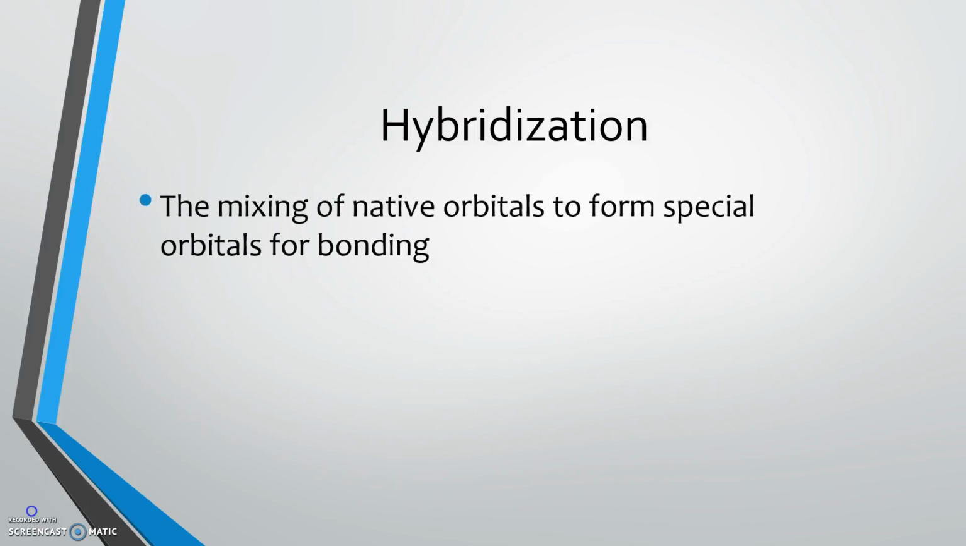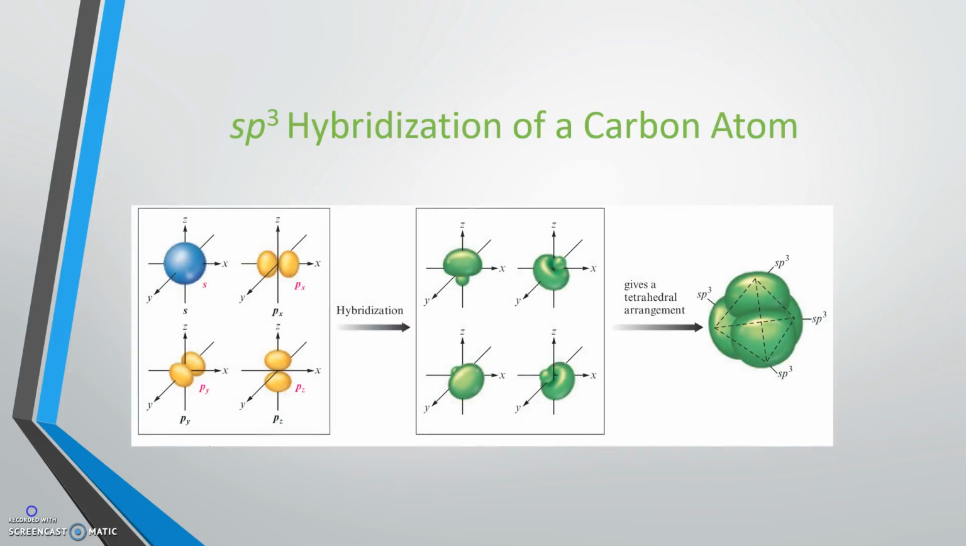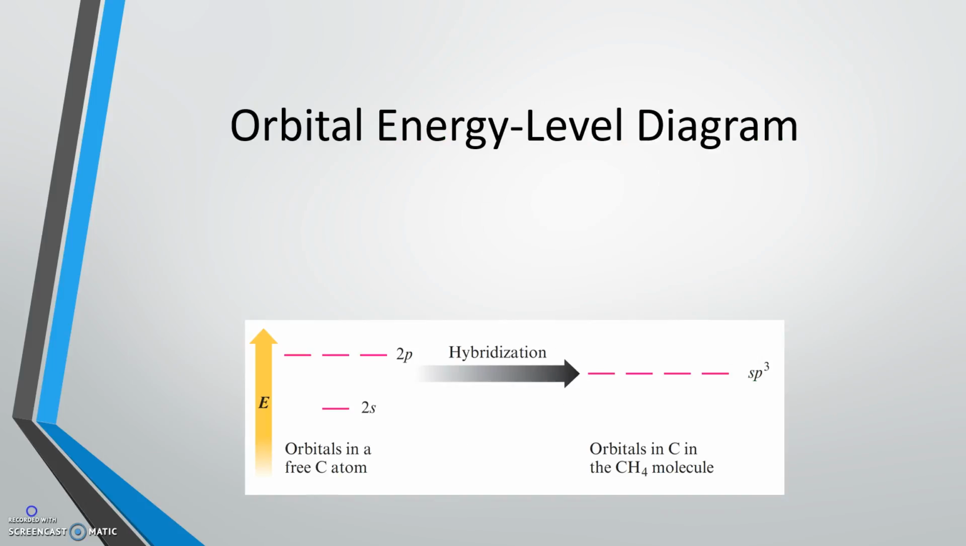This combination is called hybridization and is the mixing of native orbitals to form special orbitals that are used for bonding. One example of this hybridization is producing sp3 orbitals, which are formed from 1 2s and 3 2p orbitals. Any atom that undergoes this process is said to be sp3 hybridized. If we look at this in a diagram format, we can see the individual orbitals, and then after the hybridization, we have 4 sp3 orbitals that are identical in shape, which looks like a large lobe and a small lobe. And when the 4 lobes are oriented in space, they form a tetrahedral arrangement.